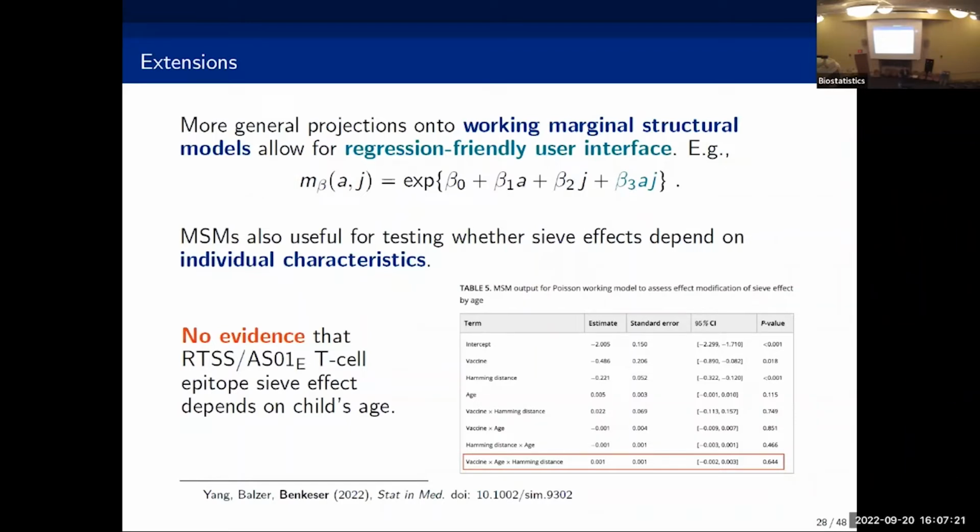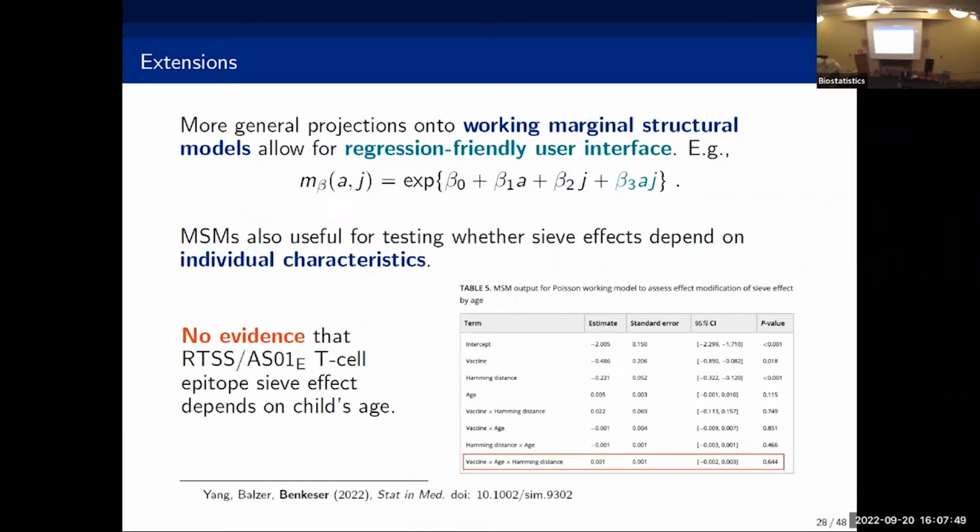But Sieve analysis is a little more complicated, right? Because the strain of infection is not a baseline characteristic. It's something that happens after vaccination. So you need to be a little bit more careful about how you set up this regression problem. In this paper, we provide this regression style interface where you can pose a working marginal structural model, a model that involves maybe your vaccine status, the strain of infection, and maybe other baseline characteristics. And you can pose a very familiar regression model for that.